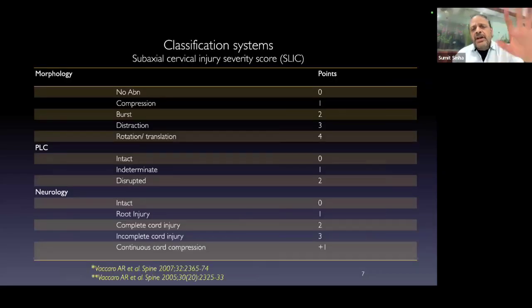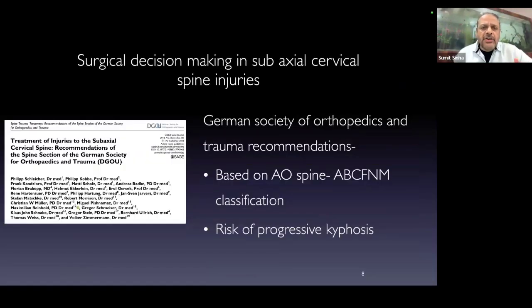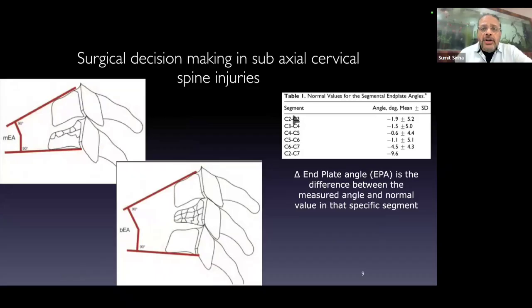So let's see. There are other classification systems also like SLIC scoring and all, which have been dealt with. I would like to highlight one important classification, which I very, very often use in my clinical practice. This is what I came across several years before, and this was published in Global Spine Journal. This is the German Society of Orthopedic Trauma recommendation, and this is based on AO spine, and this is based on the risk of progressive kyphosis if followed up in the long run. So in this classification, what we measure is the end plate angle.